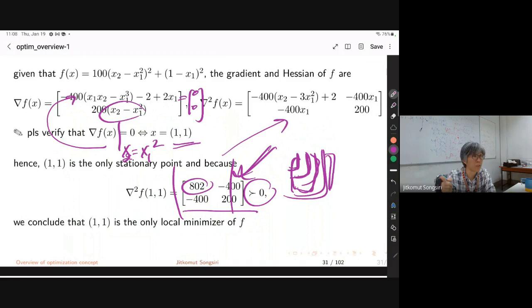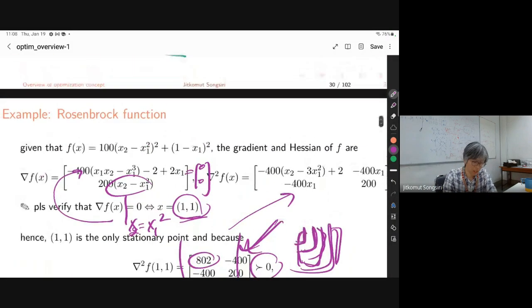By the sufficient condition, you have found a stationary point where the Hessian is positive definite, so you can claim that this is a local minimizer. Because there's only one stationary point, that is the only local minimizer you can find. Now with this result, just plot the graph and everything.